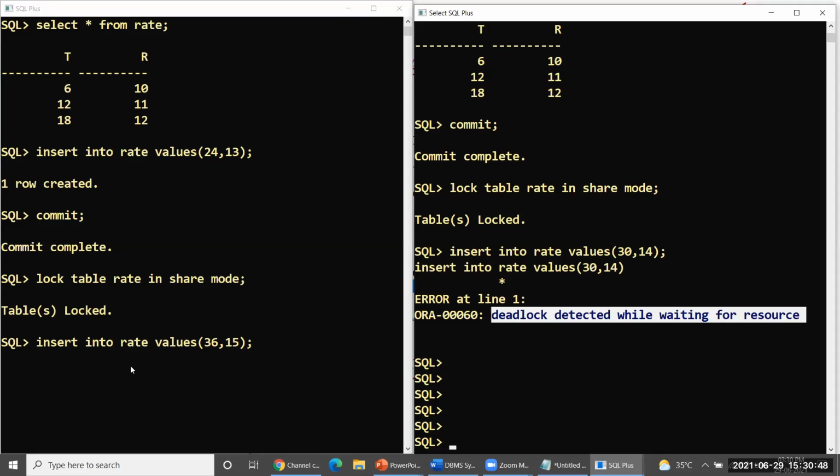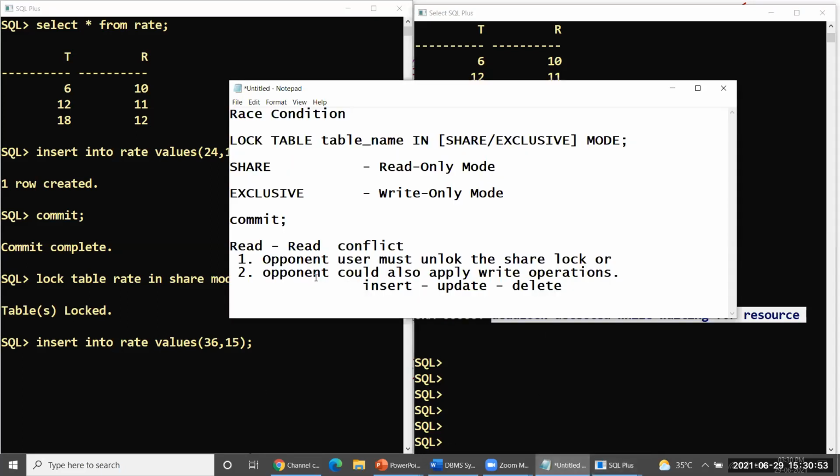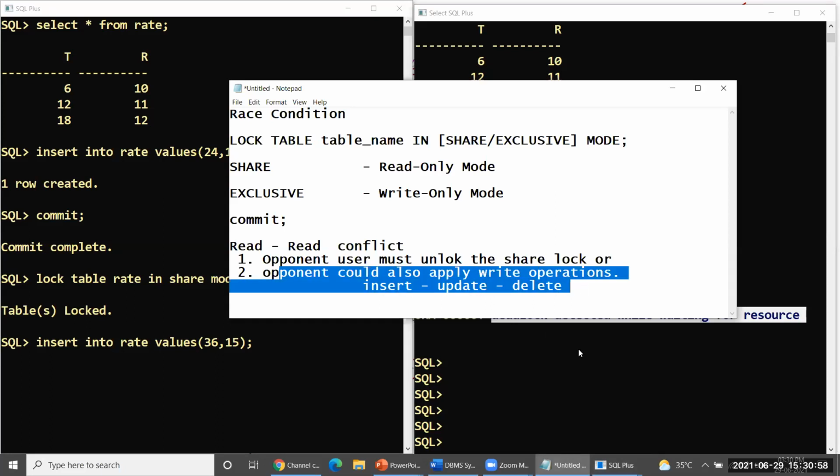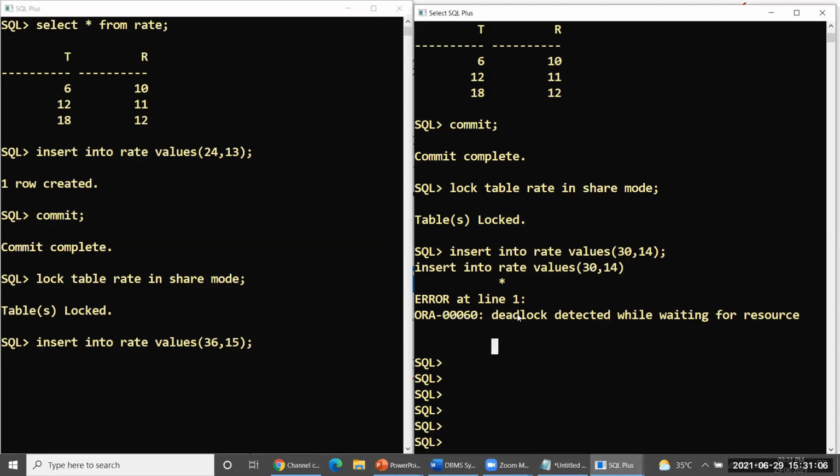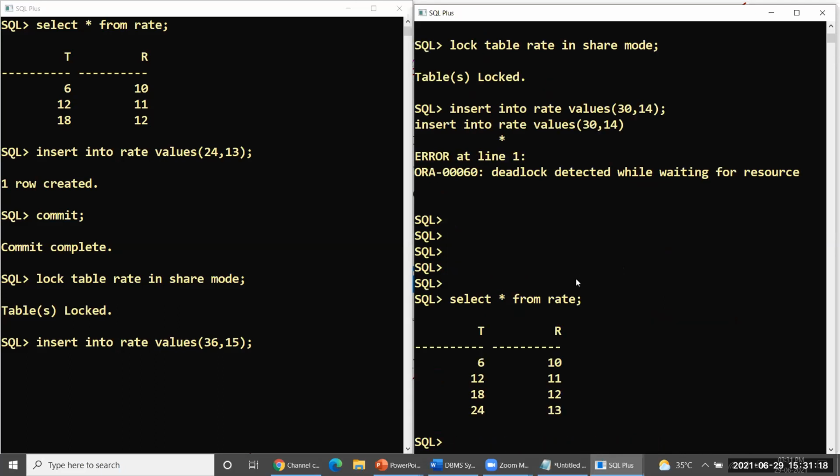So when a read lock is there, at that moment, if any write operation is done, the deadlock will be detected. Deadlock will be detected, and the user who applied this write operation first will be released. So you have to operate one more select operation, something like this. There it is. Select operation could be possible. Everything is okay. But this particular person is still in deadlock mode only.